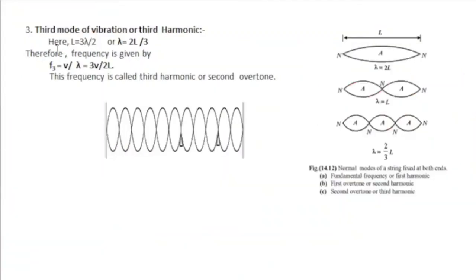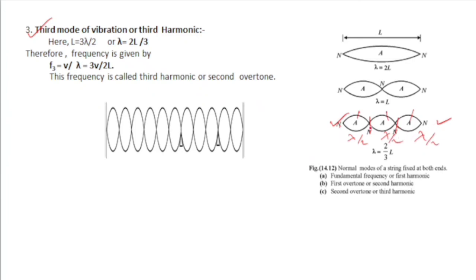After that, the third mode of vibration. In the third mode of vibration, you pluck the string at 3 points. In this case, nodes are formed at the end points, and again 2 nodes are formed in between. So 4 nodes and 3 antinodes are formed in the third mode of vibration, or third harmonic. So there is lambda by 2 between two nodes, again lambda by 2 between the next two nodes, and again lambda by 2 between these two nodes.